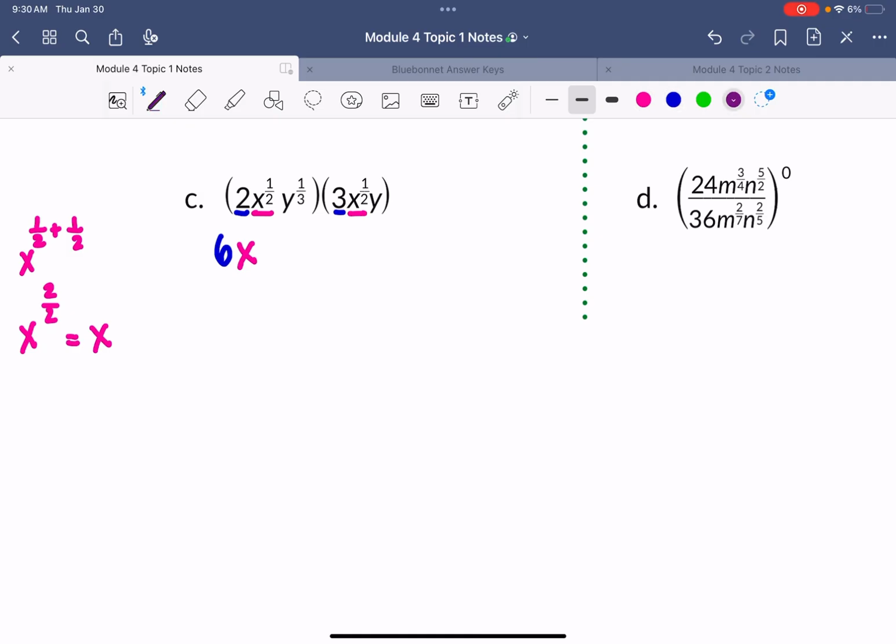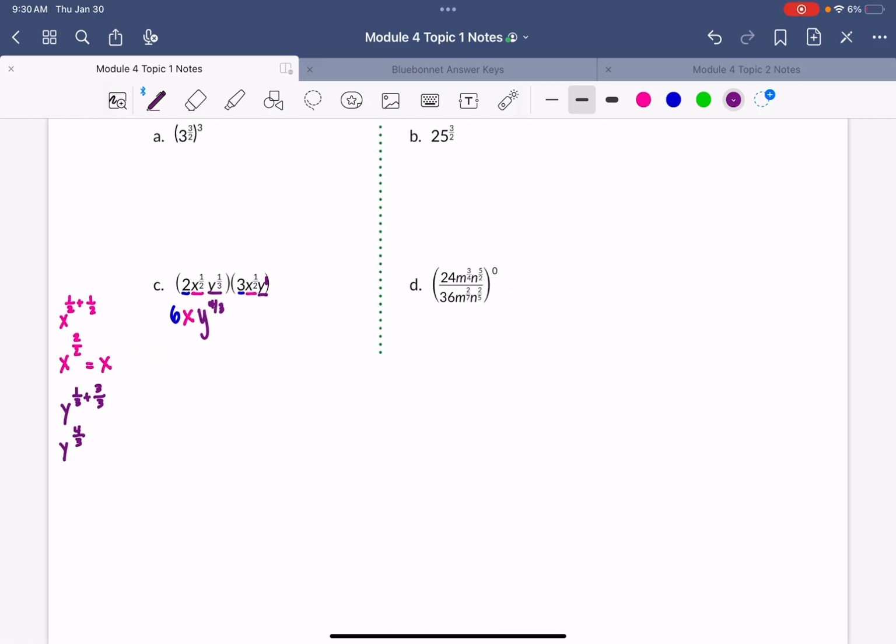Let's look at the y's now. For the y's, I have y to the 1/3 plus just y. So this y here has an exponent of 1. Well, in order for me to add fractions, again, I need same denominators. So this is going to be 3/3, because I know that 3/3 is the same thing as 1, but it has a denominator of 3 in order for me to be able to add. So when I add these together, this gives me y. I'm adding my numerators, so 1 plus 3 is 4. My denominator stays the same, so that's 4/3. So my new expression is y to the 4/3.